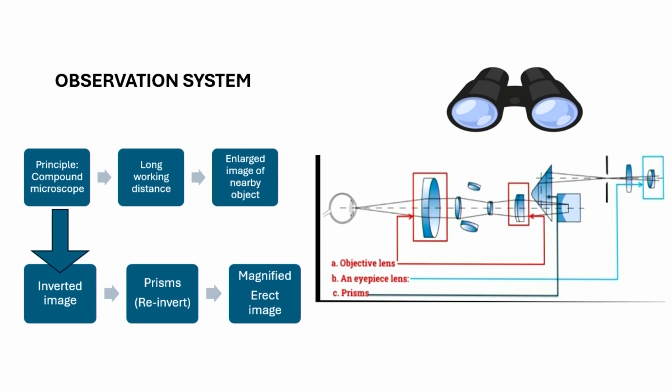The observation system basically acts as a compound microscope. It consists of eyepiece lenses, objective lenses, and prisms. Here, the image from the objective lenses is inverted, and it is re-inverted by the prisms to form a final magnified erect image at the eyepiece. And this system has a long working distance, which enables it to form an enlarged image of a nearby object.